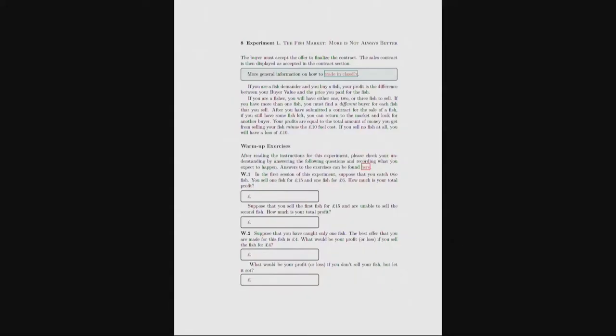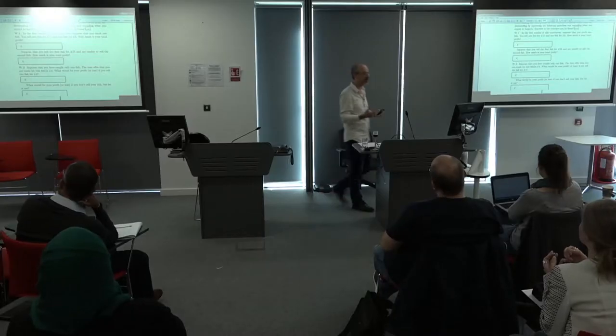And then there are these warm-up exercises. These are exercises not to test whether you know the theory or not, but whether you understood the game. Usually the last warm-up exercise is something about what you expect, to make them reflect on what they expect to see in this market. So we use the warm-up exercises in order to test later, before the experiment, whether they understand the experiment or not.